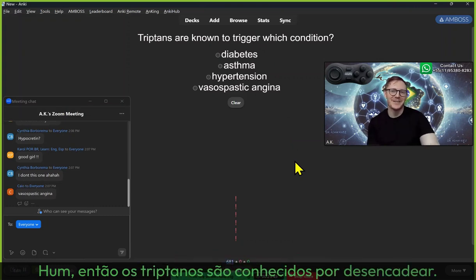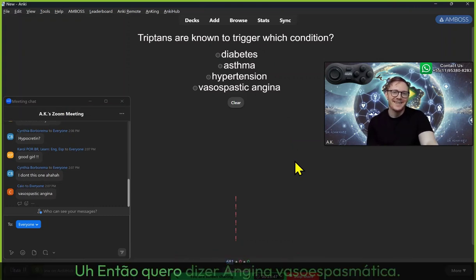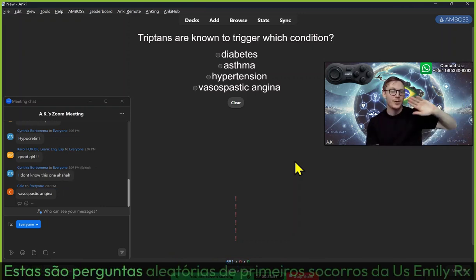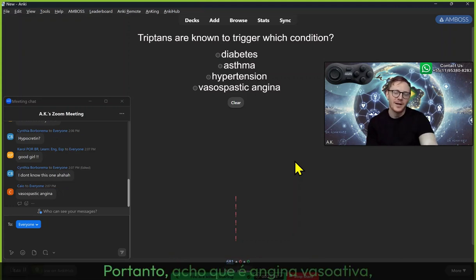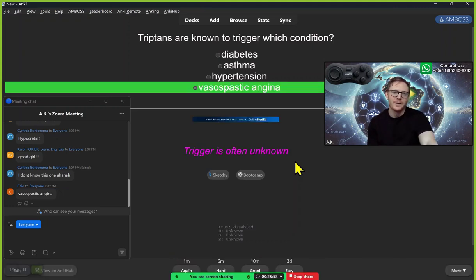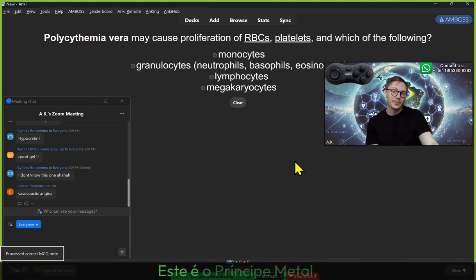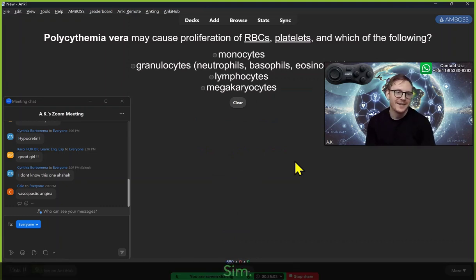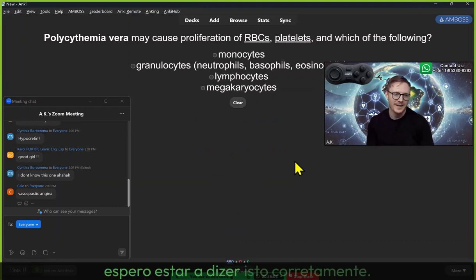So triptans are known to trigger... I want to say vasospastic angina. I haven't seen these before. These are random USMLE First Aid Anki-tagged questions. I think it's vasospastic angina, but I could be wrong. Yeah, so it's angina. That's Prinzmetal angina. Yeah. So Kaio, I hope I'm saying that correctly.